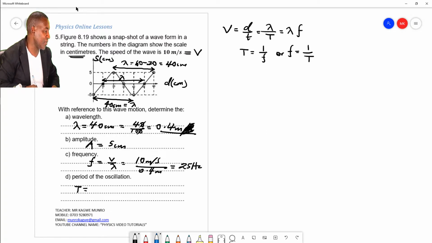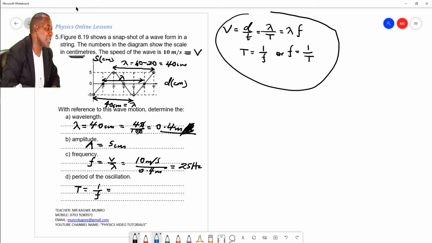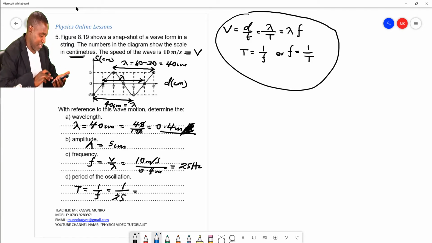The period. Look at how simple these questions are. It is 1 over frequency. And how am I getting this? Because I have this information in mind. Very important. So 1 over 25. Let me do 1 divided by 25. I get 0.04 seconds. That should be it.